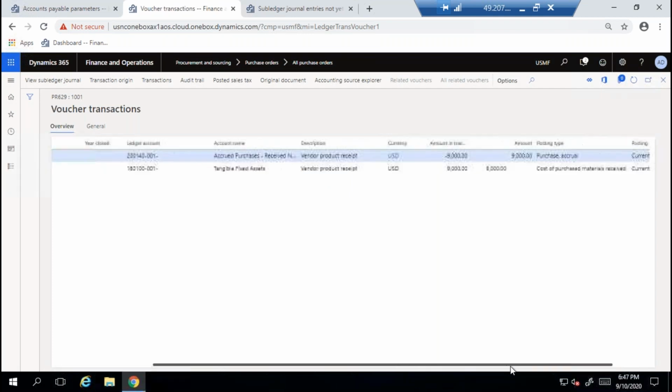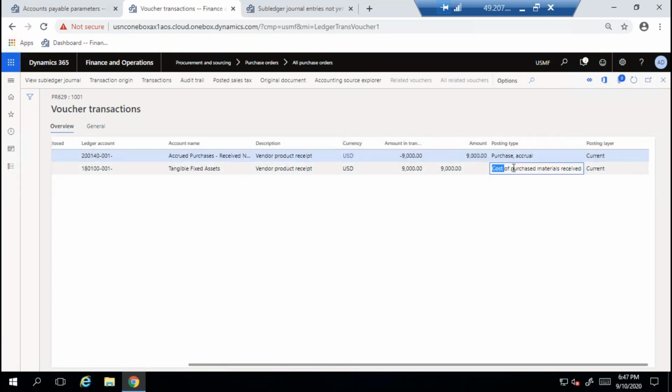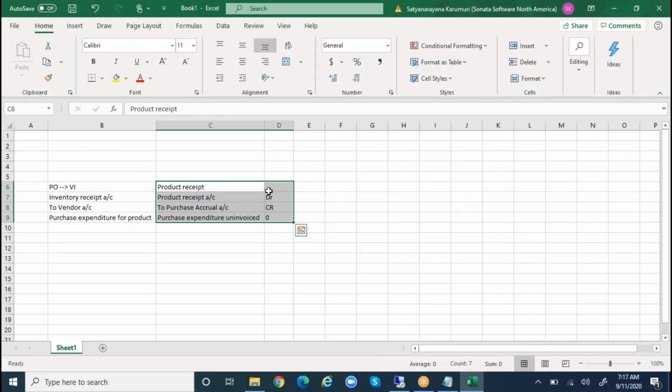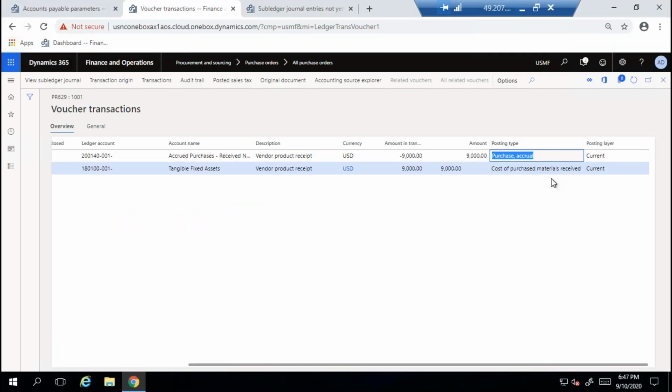So look at this one. Purchase expenditures, material received, that is inventory receipt. Cost of purchased materials means inventory. And that is product receipt account debit, purchase accrual account credit. Understood? So these are temporary accounts. Actually, ledger accounts are permanent ledger accounts only. Theoretically, business people use them as temporary accounts.